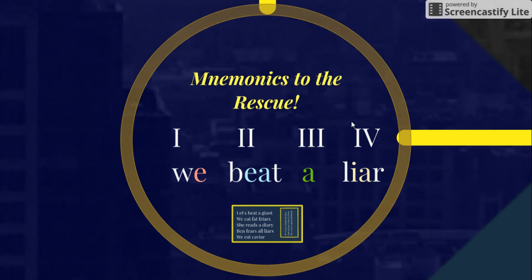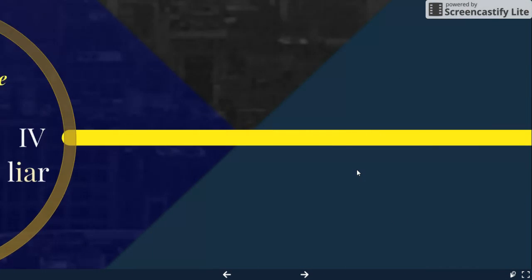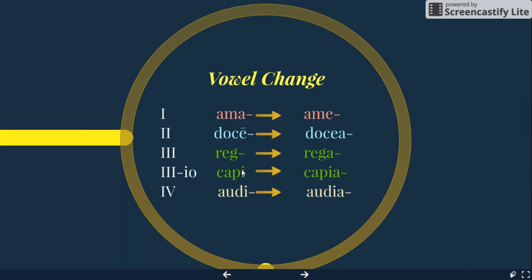So "we" is the first word, so that's the first conjugation. And first conjugation, just like the word we, is going to have an E in the subjunctive. Second is going to have an EA, like beat. Third is going to have an A. And then fourth is going to have an IA. And actually, third IO verbs are also going to have an IA. If we go back to our last slide, you can see here it kept that I, so it became capia.